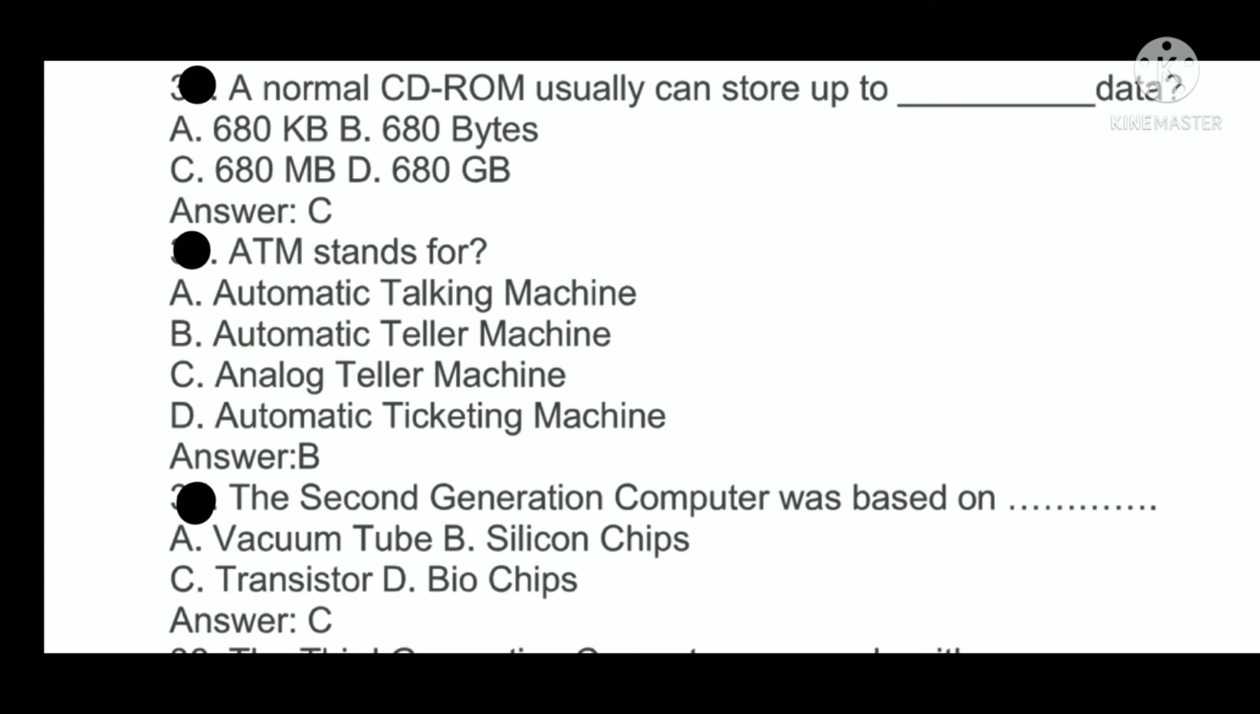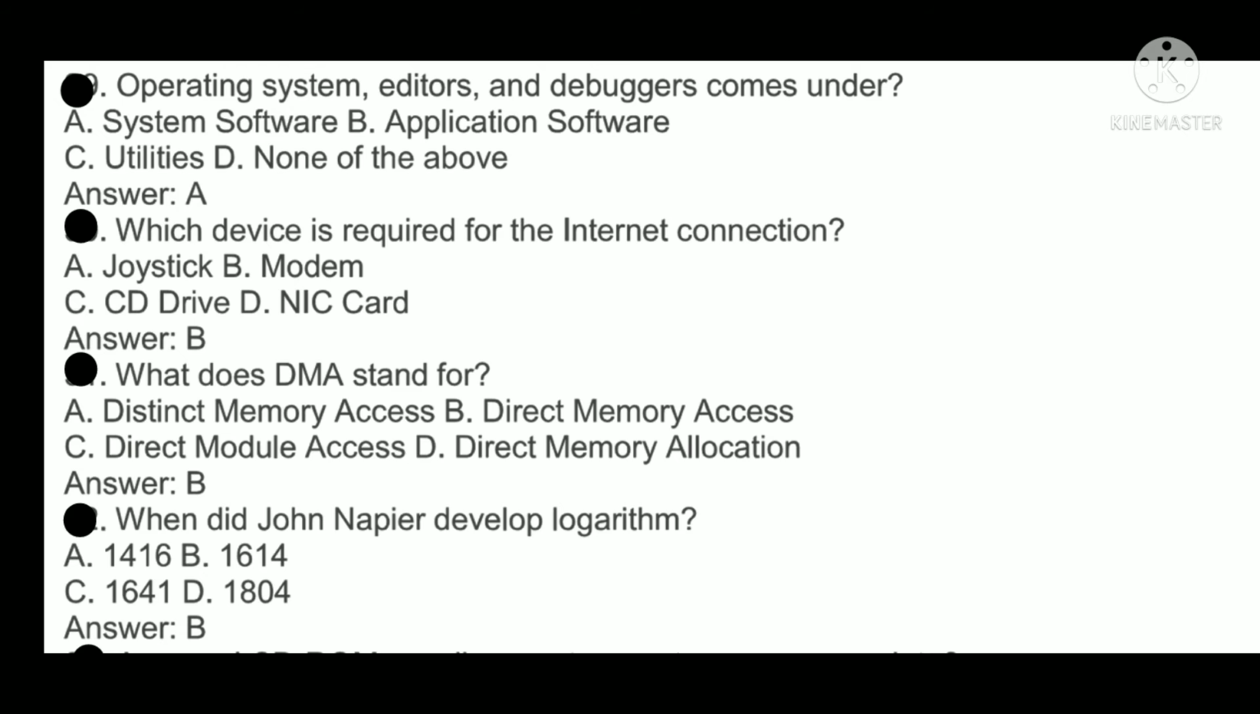C. 680 MB. ATM stands for B. Automatic Teller Machine. The second generation computer was based on C. Transistor. Operating system, editors and debuggers come under A. System software. Which device is required for the internet connection?